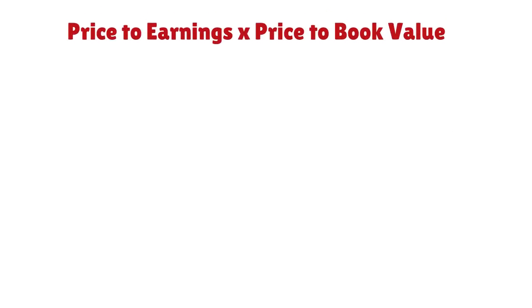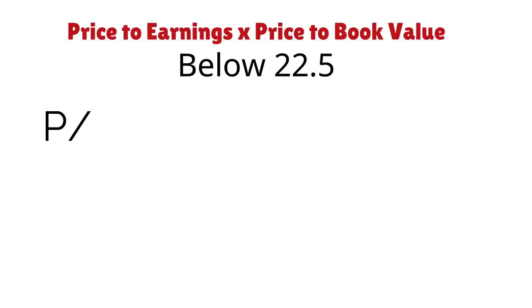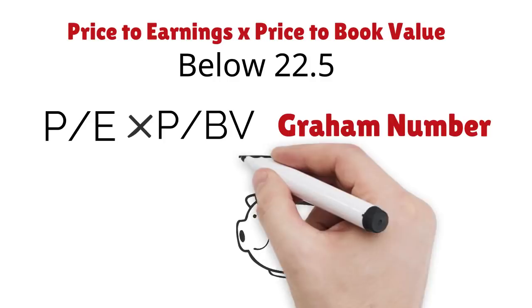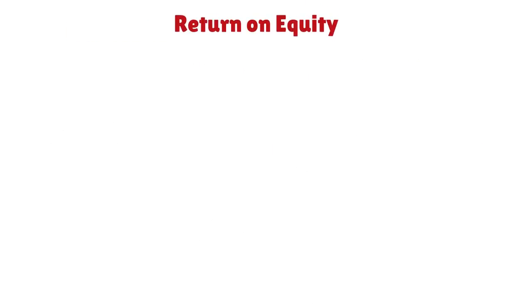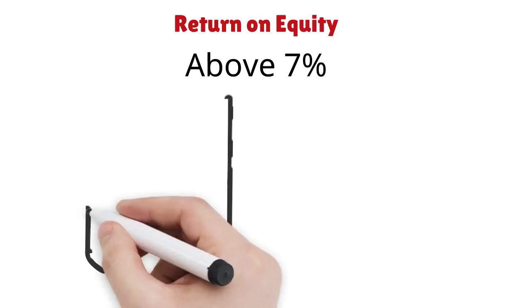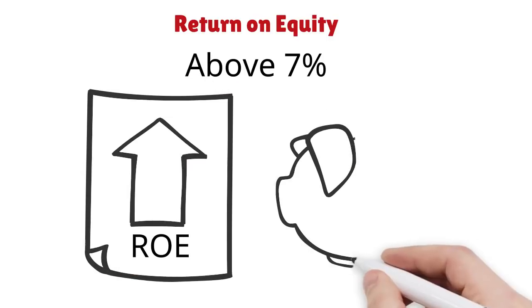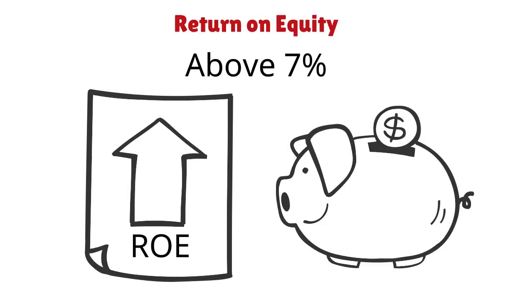8. Price to earnings times price to book value, below 22.5. Price to earnings times price to book value is called the Graham number and can be used as a screening tool in the search for undervalued stocks. 9. Return on equity, above 7%. A steady or increasing ROE gives us confidence that the business knows how to invest their earnings.